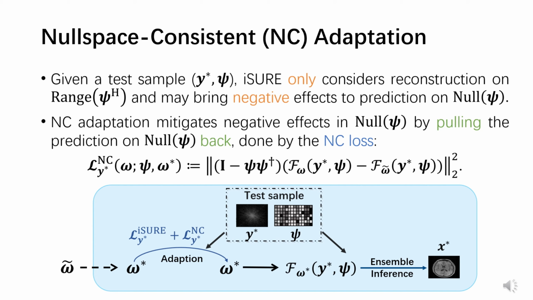During adaptation, iSure loss also only focuses on range space prediction. It may bring negative effects to null space prediction. We propose a null space consistency loss to mitigate those negative effects, which enforces the null space prediction not to differ much from the original one after model adaptation.